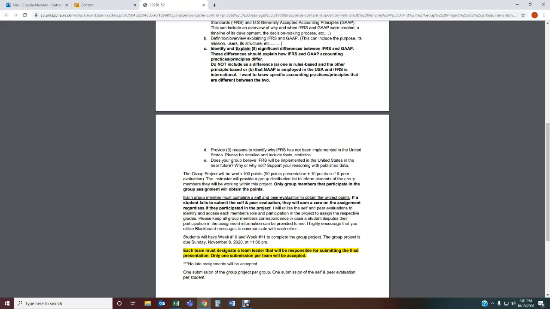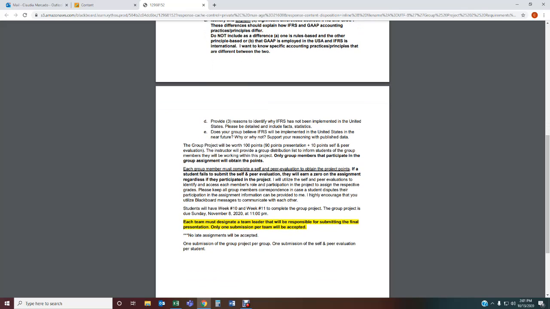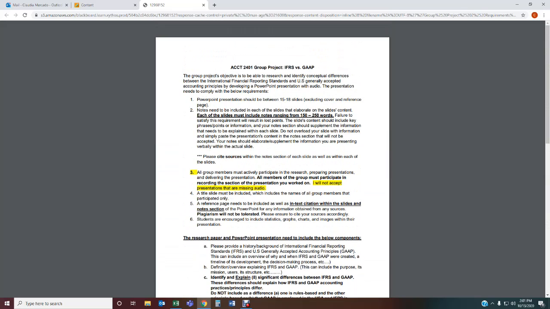The project you're going to be working on weeks 10 and 11. Okay, the group project should be submitted no later than Sunday, November 8th, 2020 at 11 p.m. So you're going to have 2 weeks to work on this assignment, and I will not accept any late assignments. Okay, one submission of the PowerPoint presentation per group, and then every student is responsible to complete the self and peer evaluation. If you don't complete the self and peer evaluation, you will not earn any assignment points. Okay. So that is basically the instructions.